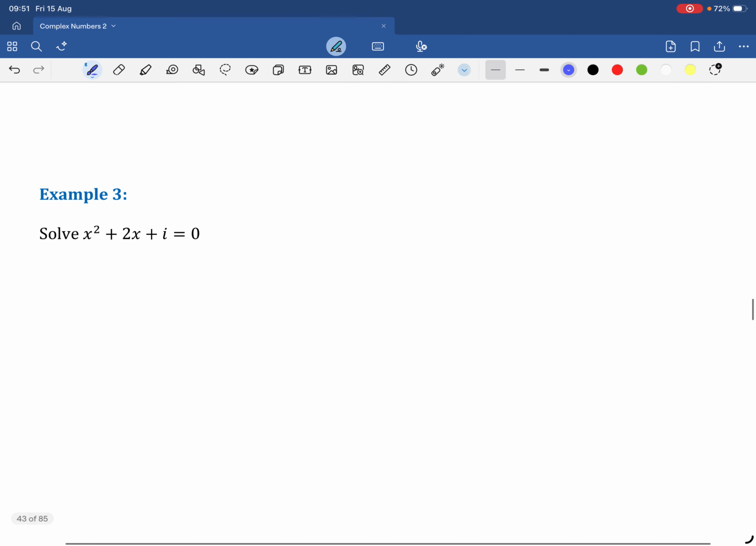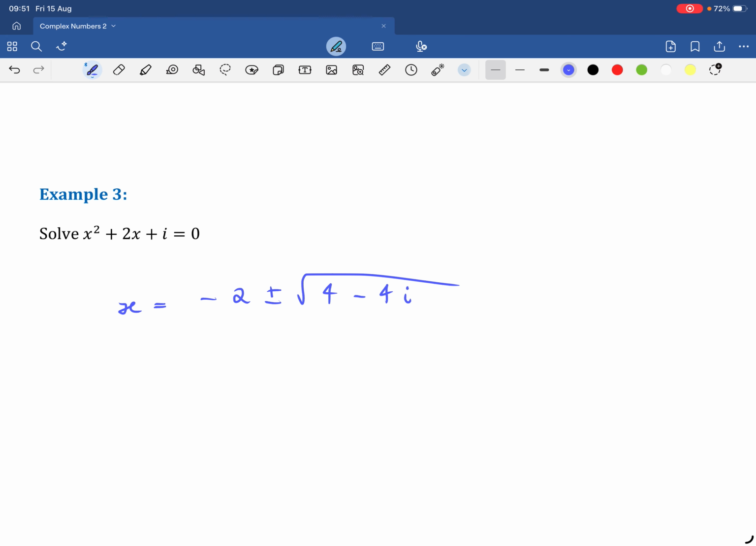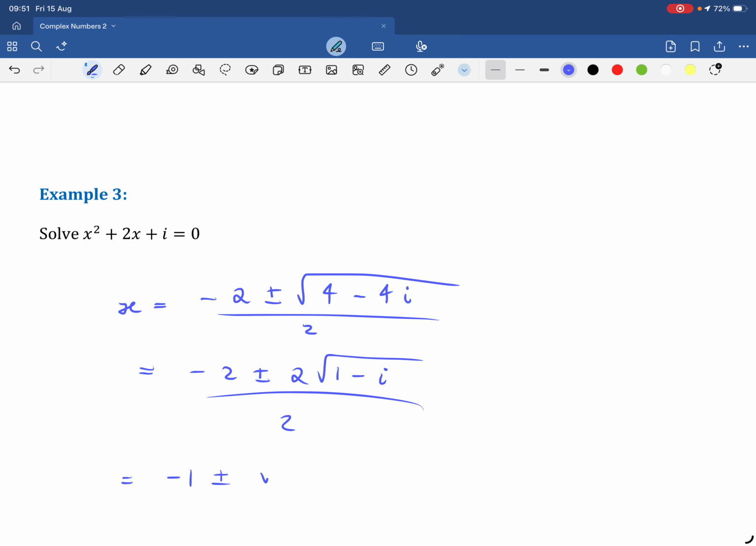Okay. Now we can use that to solve this equation here, which is going to be a bit more complicated. If we use the quadratic formula, we get minus 2 plus or minus the square root of 4 minus 4 times i, 4 times 1 times i. Now we can take out a factor of 2. So minus 2 plus or minus 2 root (1 minus i), all over 2, which is minus 1 plus or minus root (1 minus i).